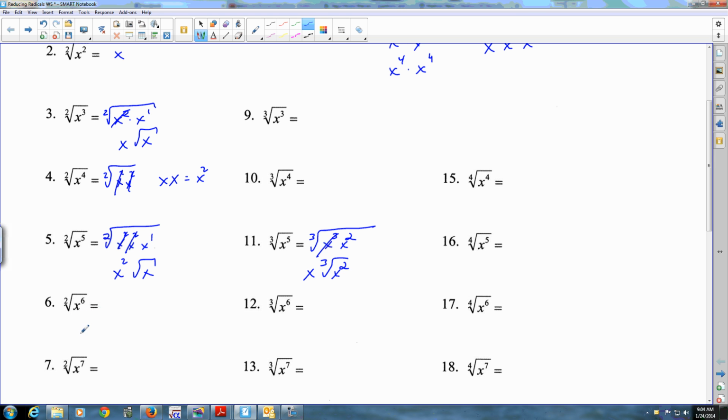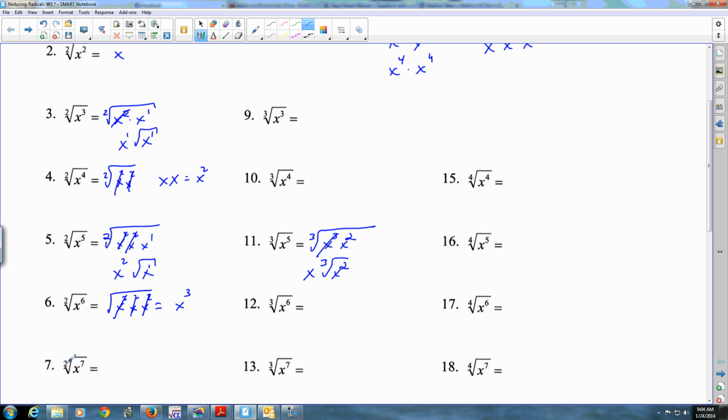Let's see. So this one, x squared, x squared, x squared. That pops out as x, that pops out as x, that pops out as x, so your answer is x cubed. Now there's a faster way to do it. Like I said, 2 divides into 6 3 times. 2 divides into 5 twice with the remainder of 1. The remainder goes back inside. 2 goes into 4 twice. 2 goes into 3 once with the remainder of 1.